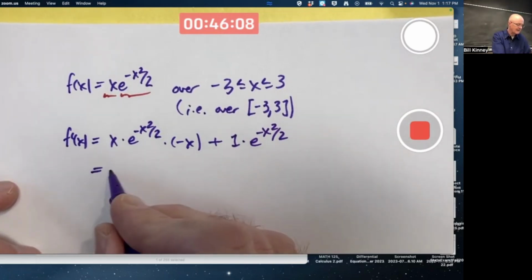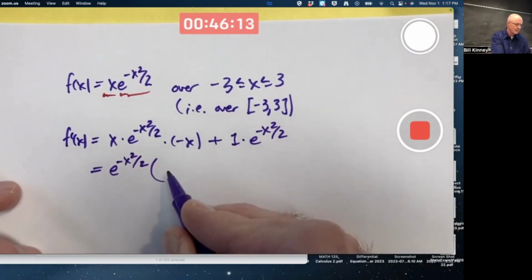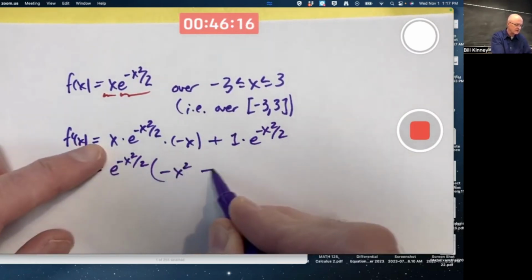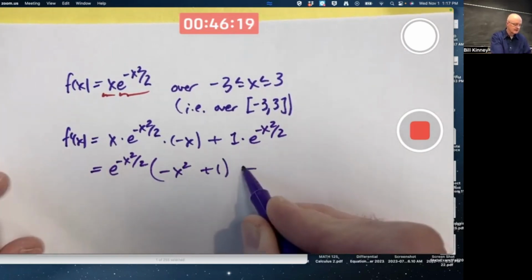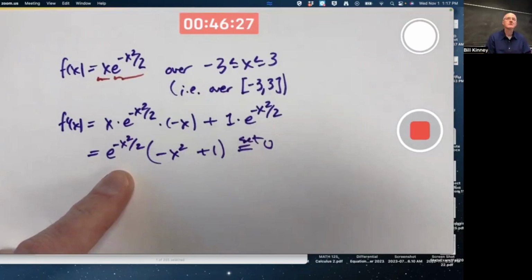It's good to factor out anything that can be factored out. There's a common factor of e to the -x squared over 2. What's left over is a -x squared and a +1. Set this equal to 0 and solve for x. E to a power is never ever 0. Some engineers say e to the -infinity is 0. But remember, infinity is not a number for us. So for us, e to a power is never ever 0. Yeah, if you had to pick what e to the -infinity should be, you would say 0. But infinity is not a number.